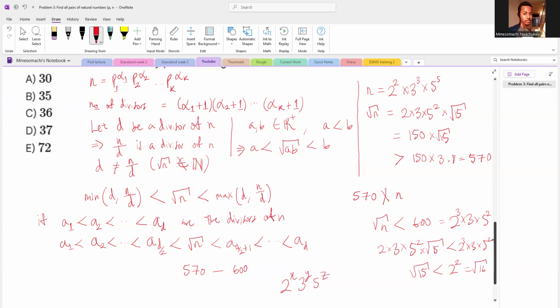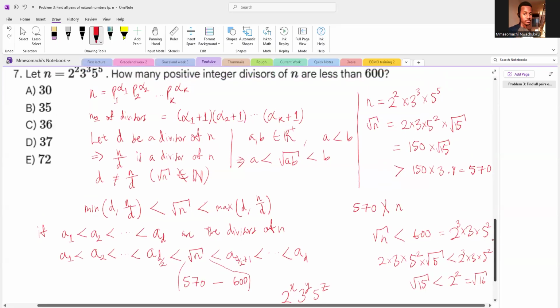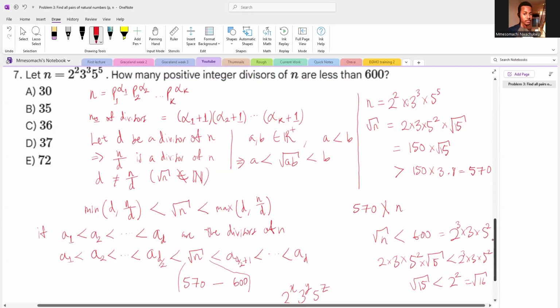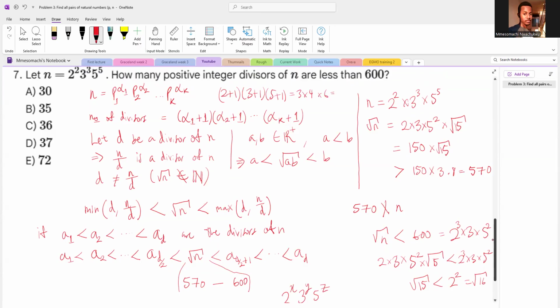Because there's no divisor of n in this range, we can extend this ordered inequality like this. And when we extend this, the statement that half of the divisors are less than 600 still holds. So we can find the number of divisors using this formula. That's going to be 2 plus 1 times 3 plus 1 times 5 plus 1, which is 3 times 4 times 6, which equals 72. And we know that half of these divisors are less than 600. So our answer becomes 36.